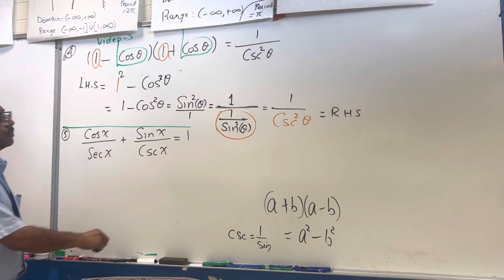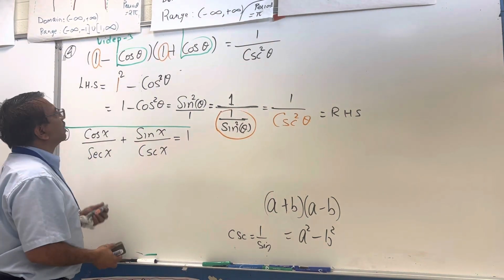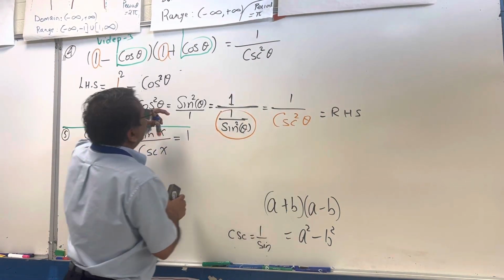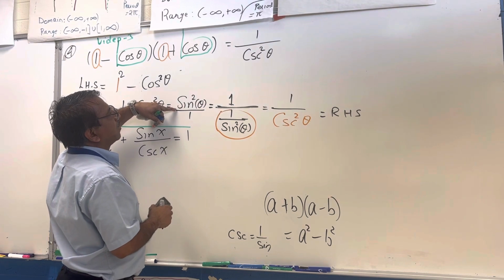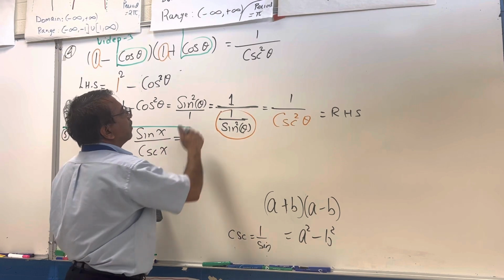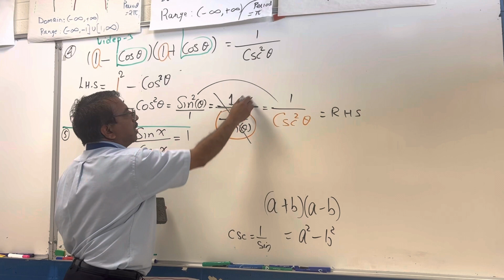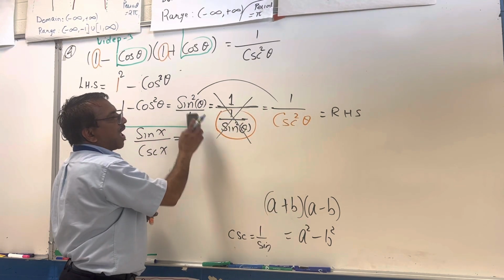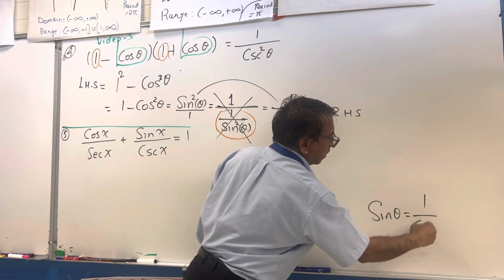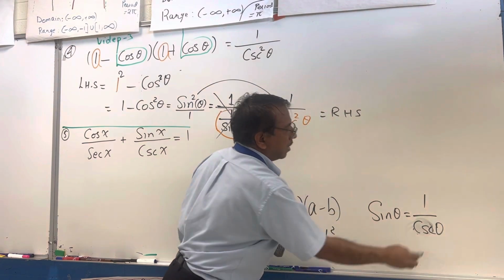You could also begin with the right side. If you start with the left side, you end up getting the right side. Or for this sine square, you could straight away say, hey, sine square is 1 over cosecant square. You could write that directly from this step to this step. There's no need for an in-between step here, because sine theta is 1 over cosecant theta. So that's the reason.